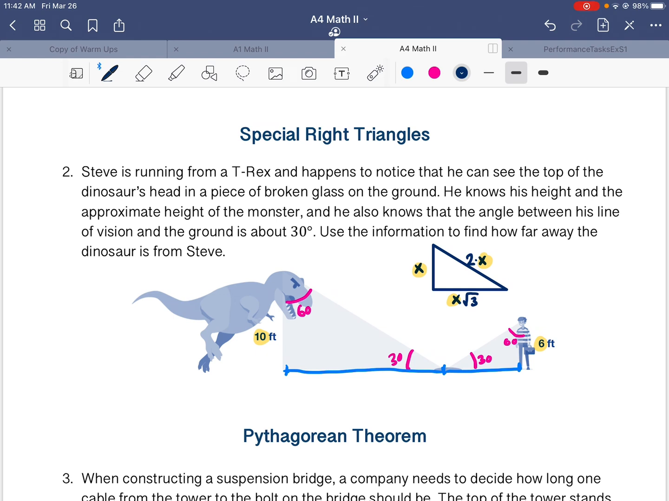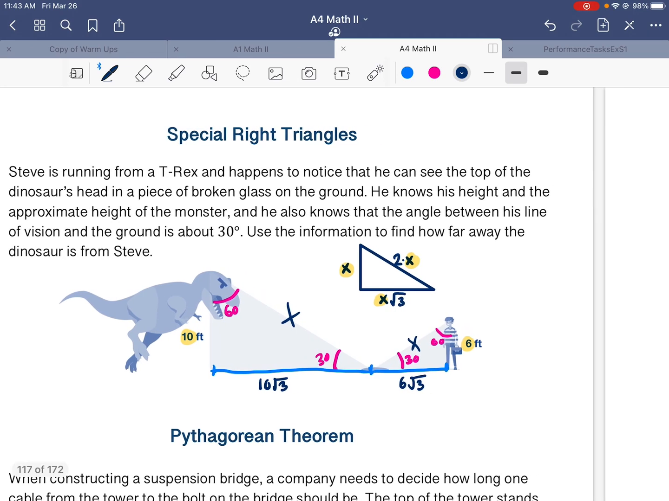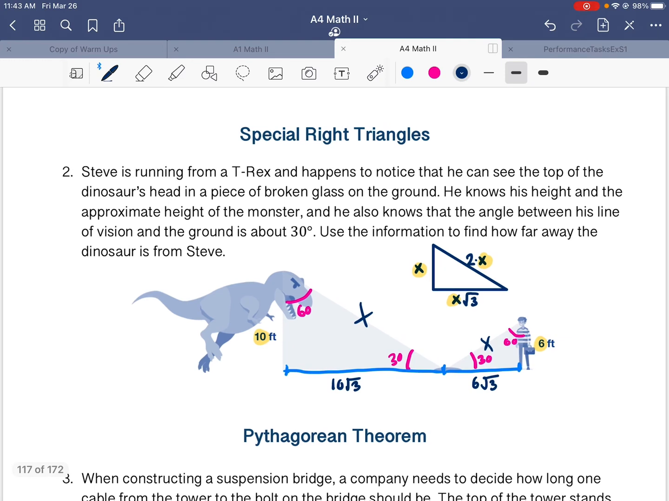And we don't care about these sides. That doesn't matter to us. We just care about how far away the dinosaur is from Steve. So we have 10 times root 3 for that one, because 10 is x in that triangle, and 6 is x over here, so we have 6 root 3 for that one. And let's just add those two things together in a calculator, and it will automatically give us a decimal value for both of those.